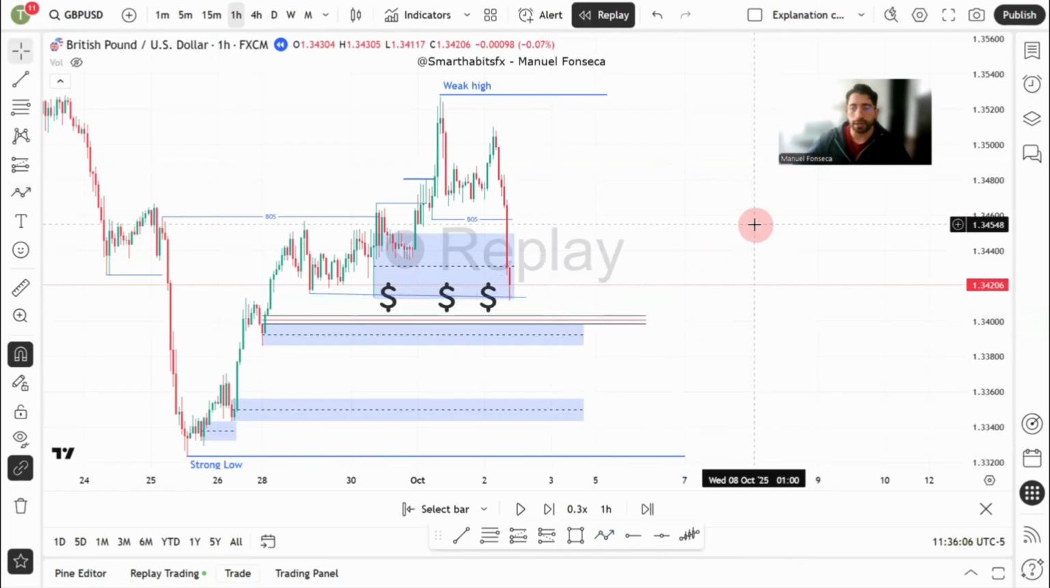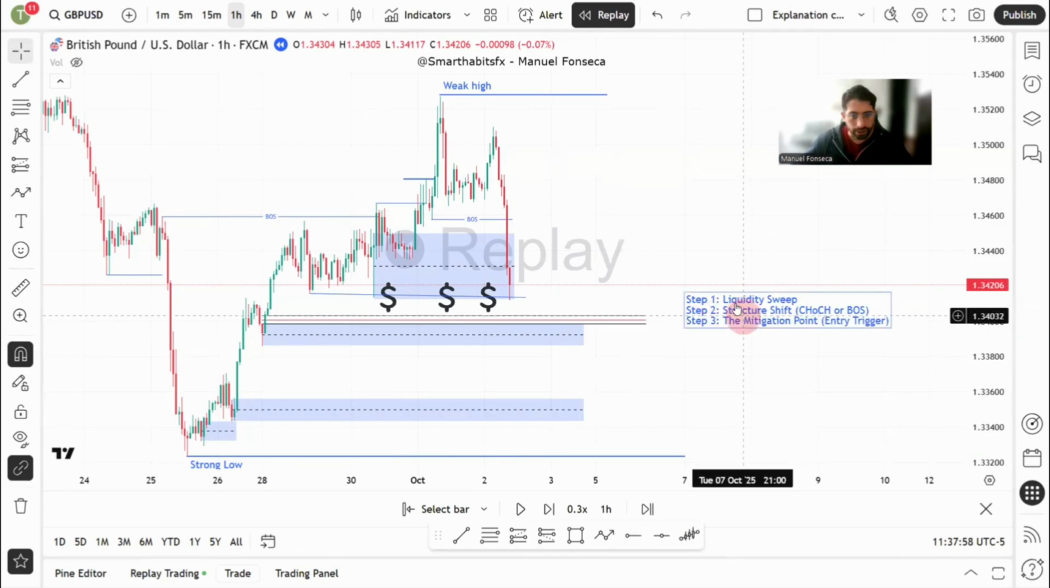Also remember that in our video about order blocks, I said not all the order blocks are valid in the market, right? And in further videos, I will explain which are those, okay? And this is one of those examples.